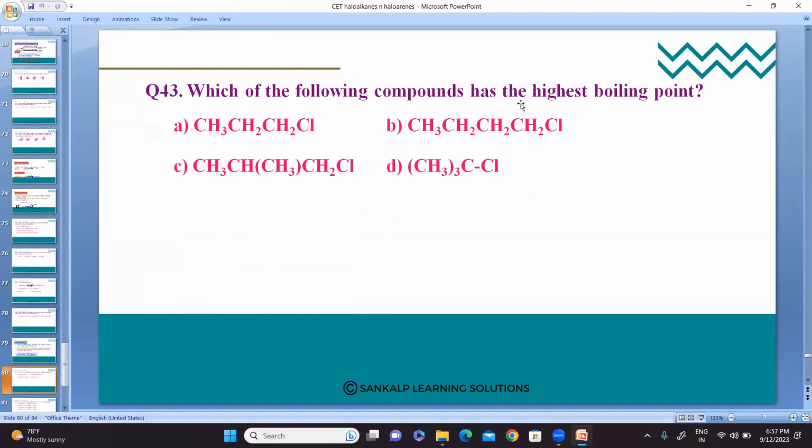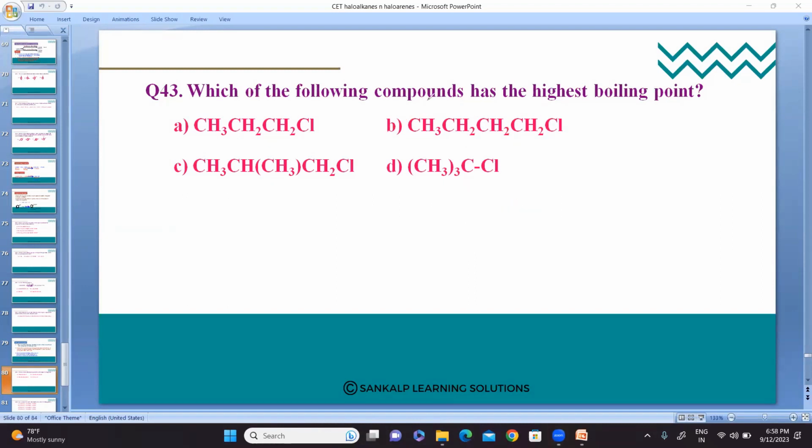Which of the following compounds has the highest boiling point among these? Which will have the highest boiling point? Mohammed has answered it as B. Yes. The answer is B, because you can see this is a straight chain compound. Here there are only 3 carbon atoms. Here one additional is there. Here there is branching. Here there is more branching. Because of this, B will be the correct answer.